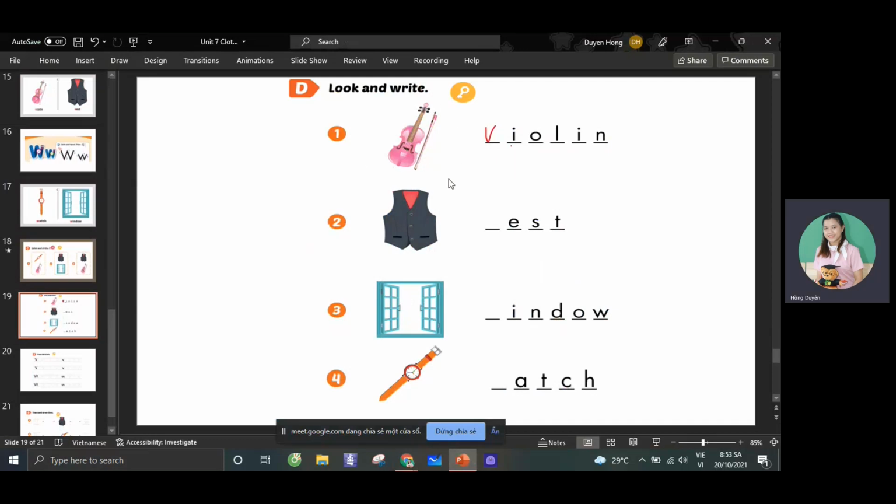All right, so what can you see in the picture? Violin. All right, so how about the sound of V? The sound of violin, the sound of V. Sorry, the sound of V. You know the sound?